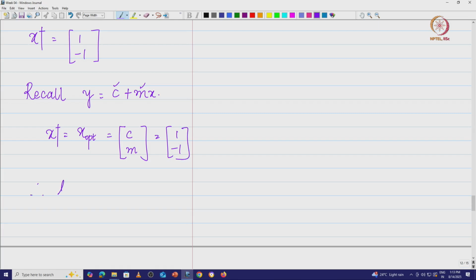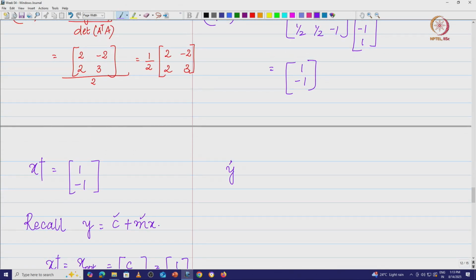Therefore, our line of best fit in this case is going to be y hat is equal to mx plus c, or c plus mx. I will put it that way, which is nothing but c is 1 and m is minus 1, so plus minus 1 into x. So, this is going to be 1 minus x. So, we have y hat is equal to 1 minus x, right.